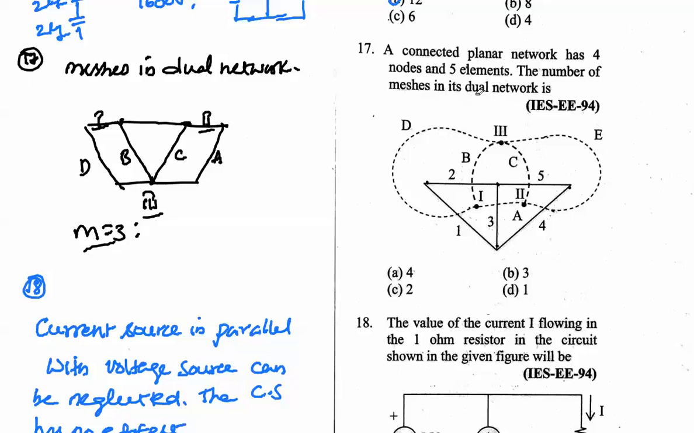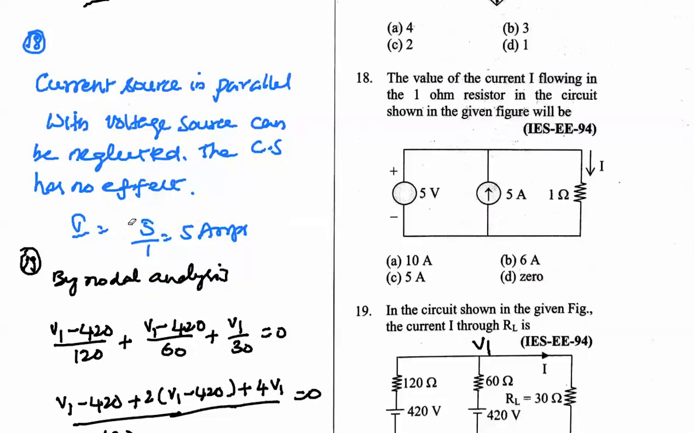The number of meshes in the dual network. So when we are converting from this network to the dual network, here I will take B and D connected to node 3, and C and E connected to a node here, and the number of meshes is going to be 3 in this case. Next one, the current I flowing in the 1 ohm resistor in the circuit shown in the given figure is going to be.